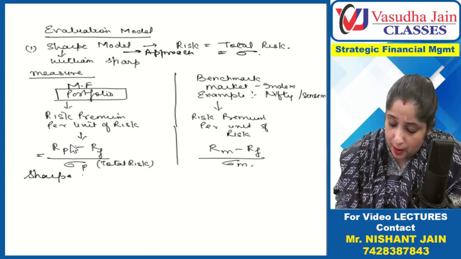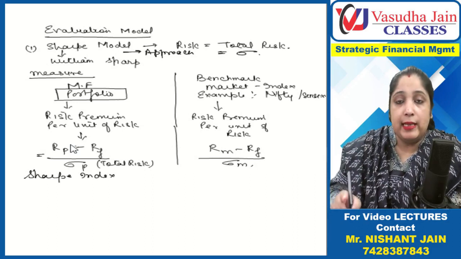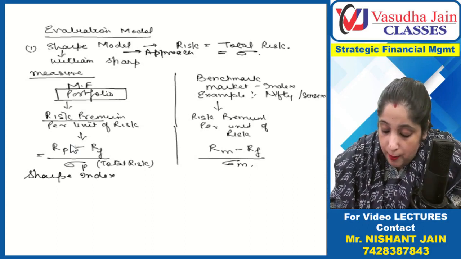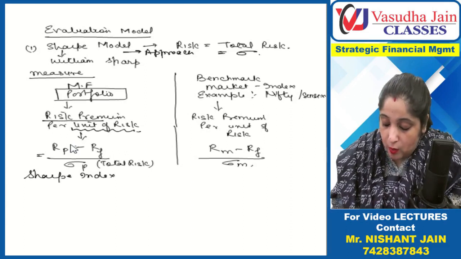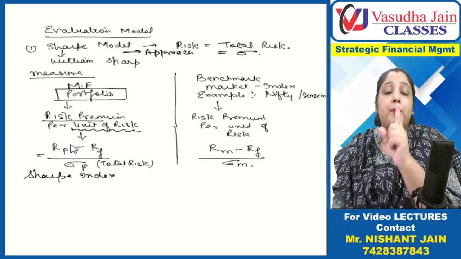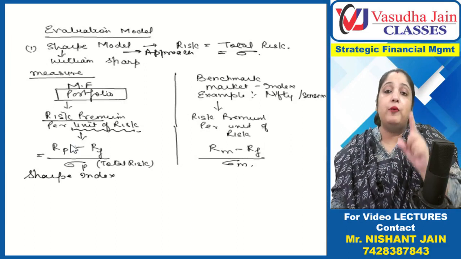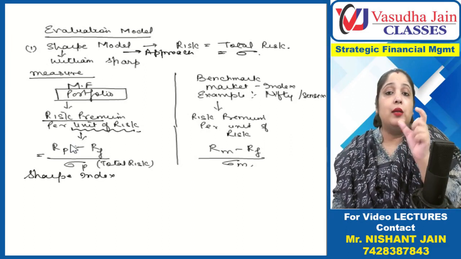This formula is Sharpe index. Ma'am, why is it called index? Because you are computing risk premium per unit of risk. How much excess return you get for bearing 1% of risk. And whenever you compute something for 1% of one thing, that is called an index.